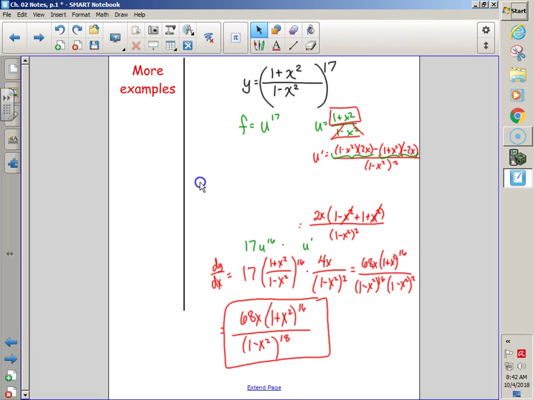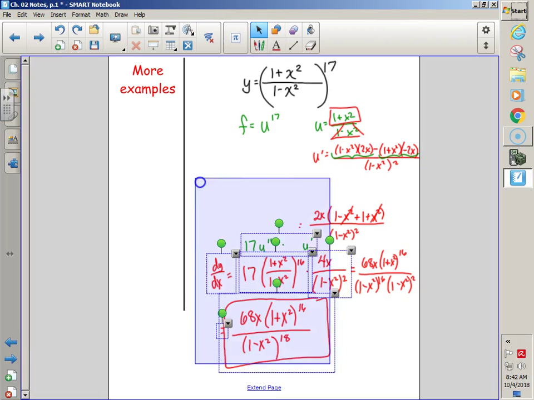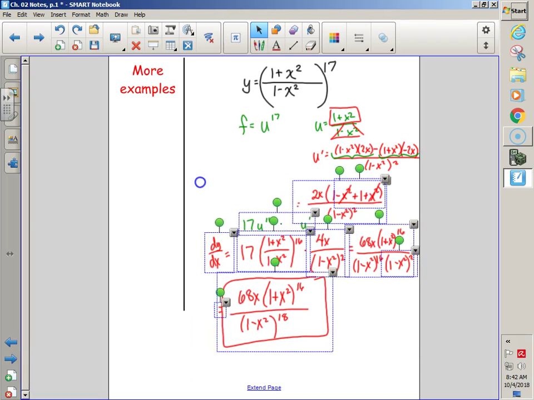Or the other way of looking at it is with the u notation. Take this derivative first, 17u to the 16th. U to the 16th times u prime. Had to be separate. Okay, any other clarifications? These are really important ones, guys.